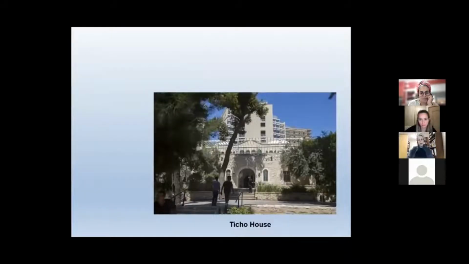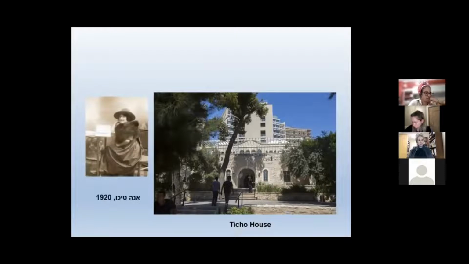When we move on in history, in the 30s, I'm showing you here a picture of a house. It's called the Ticho House. I highly recommend visiting there next time you're in Israel. It's a beautiful ancient house. There's a lot of Jewish art there, and also the art of an artist called Anna Ticho. Anna Ticho was married to a very well-known eye doctor, and she was a painter, and she made Aliyah and married Dr. Ticho, who was actually her cousin.